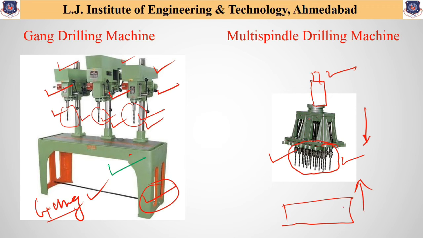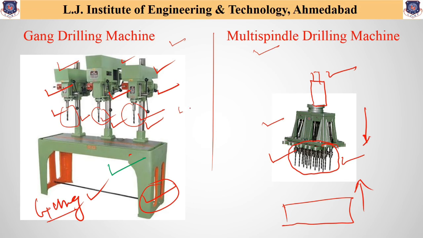And the drill head can have the capacity to drive 50 spindles simultaneously. So this drill head, based on the machinery, can operate a maximum of 50 spindles simultaneously. The basic difference between the gang and multi-spindle drilling machine is that in the gang drilling machine, separate drilling machines are mounted on the same base, whereas in the multi-spindle drilling machine, a single drilling machine has a drill head which has a number of drilling tools.